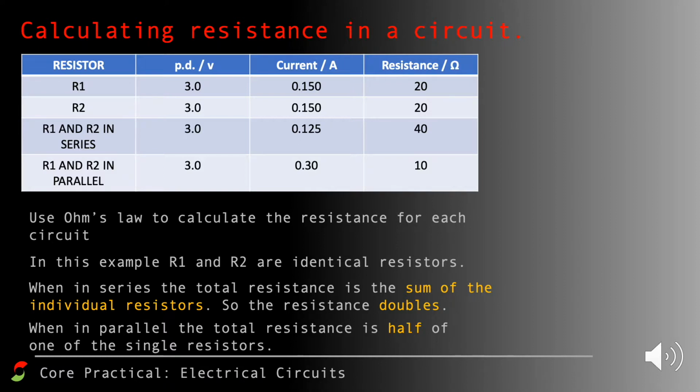So to summarize that, when you place R1 and R2 in series, the resistance is doubled. So two 20 ohm resistors in series, the resistance is 40 ohms. However, two 20 ohm resistors in parallel, the combined resistance is only 10 ohms. So the resistance decreases.